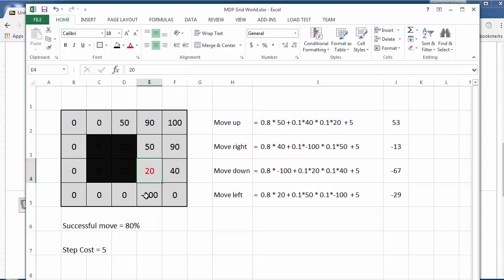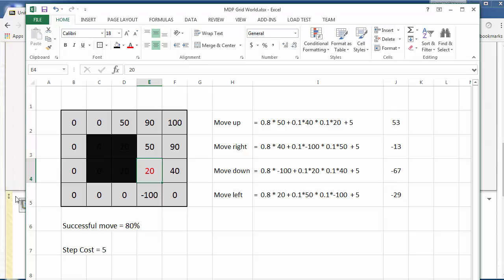So similar, if we move down, 80% chance we'll end up at this -100, 10% chance we'll end up bouncing off this wall and back here at 20, and 10% chance we'll end up at this 40. So that's our calculation. And then we add in our step cost. If we move to the left, 80% chance we'll bump into this wall and end up back at 20. 10% chance we weren't oriented right and we end up here, and 10% chance we end up down here. So this is our 10% times 50 and 10% times 100. This is our calculations. So we've calculated the values for each of our moves. So if we run this calculation, this is what we get for each of these moves.